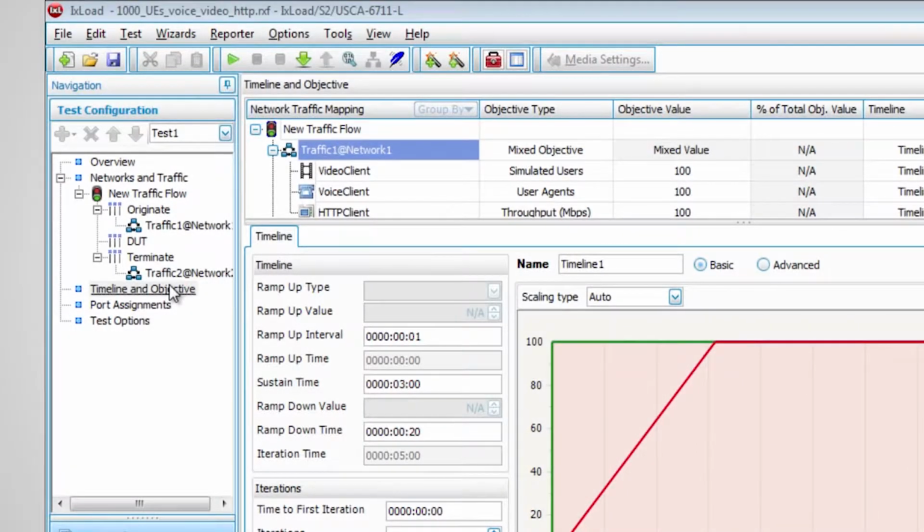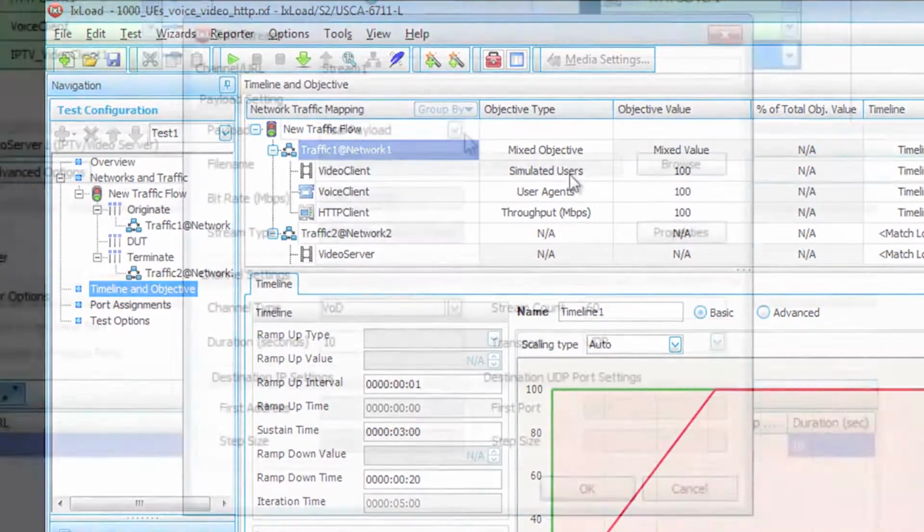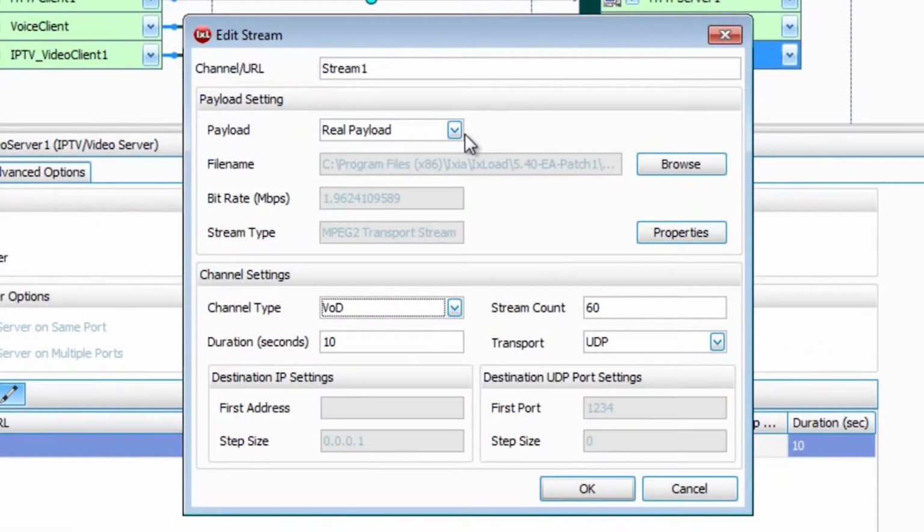IxLoad users do not need to be protocol experts. IxLoad achieves this with a straightforward configuration design that specifies the test objectives from the top down. This hides the protocol details from the user and lets the test system take care of it.